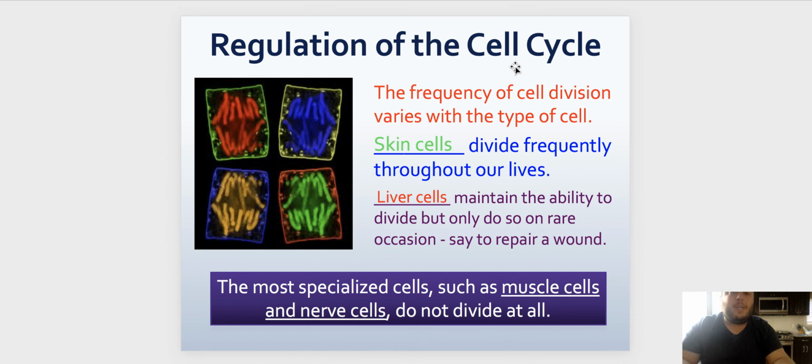Because our skin is always being damaged, right? We are always cutting our skin, paper cuts, our skin sheds, we get burns, we get scratches, whatever it is. There's always a need to repair and fix those cells. So skin cells divide all the time. Liver cells maintain the ability to divide, but only do so on rare occasions, to repair a wound. Like I said before, if you get into a car accident and you damage your liver, liver cells will start to go through the cell cycle, but only in that instance. If you're just sitting normally doing your normal stuff, your liver is not going through the cell cycle.